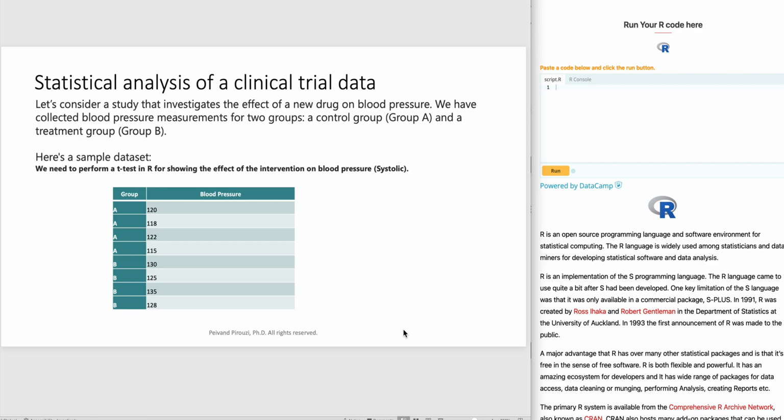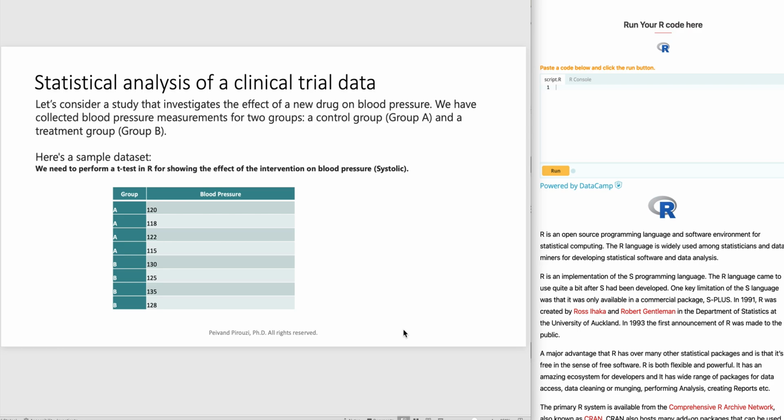So as you see, we have for patient A, 120, for the second patient in group A, 118, the third patient, 122, and then 115 for the fourth patient. And then after using the drug, we looked into group B. So individuals had 130, 125, 135, and 128 millimeters of mercury.